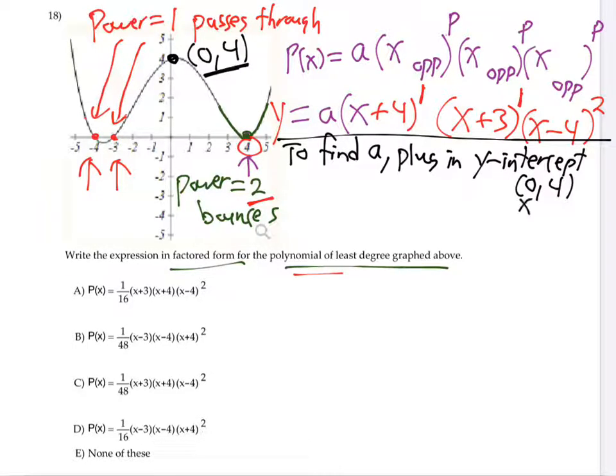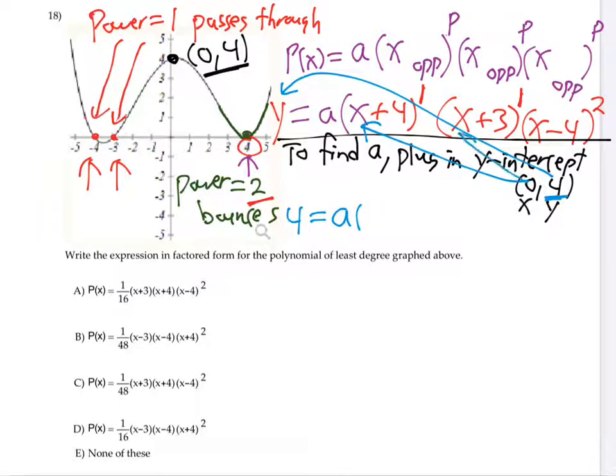So that means x is 0, y is 4. I'm going to plug that in. I'm going to take this 4 right here, and plug it in right there. So 4 equals a, and take this 0 and plug it in for x.